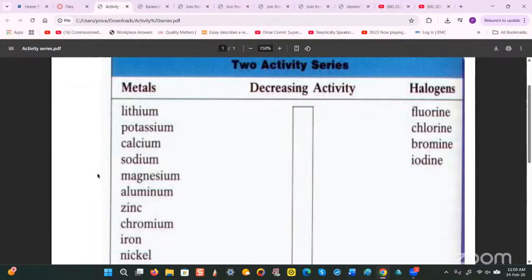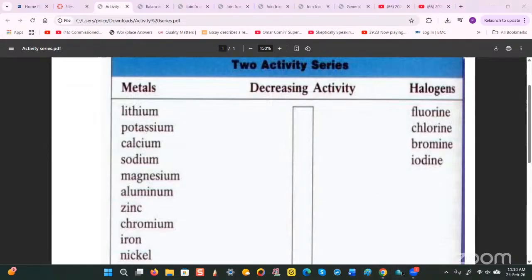calcium, and so on. So this is what you're going to need in order to make predictions as to whether or not a particular single displacement reaction will take place, all right? Because the fact that you can write down an equation doesn't necessarily mean that the reaction will take place. So I'm going to use this to illustrate how you can make predictions. I'm just going to make up an example.